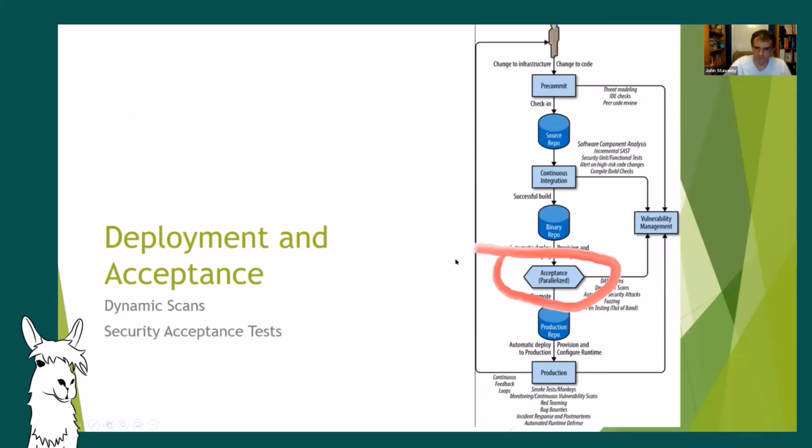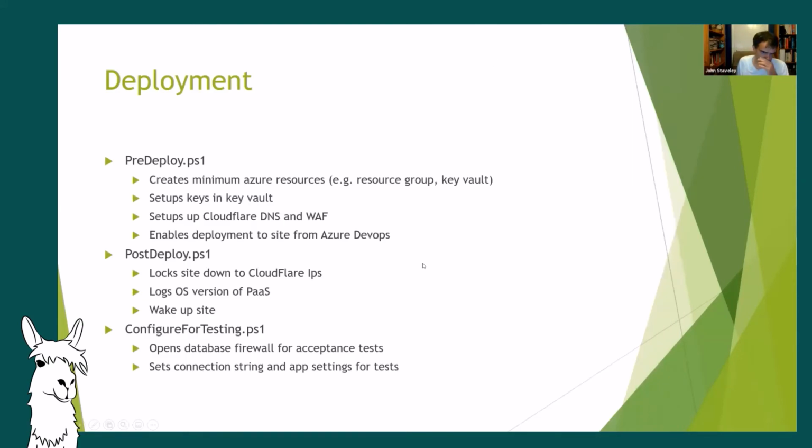So we've checked in code, we've got built binaries. We then deploy it into an environment. And here we can start doing some dynamic scans of our environment and security acceptance tests. So in terms of the Security Essentials project, it uses a number of files to do this. It's got pre-deploy. This creates a set of minimum Azure resources, sets up key vaults and secrets in that, and the Cloudflare DNS and WAF.